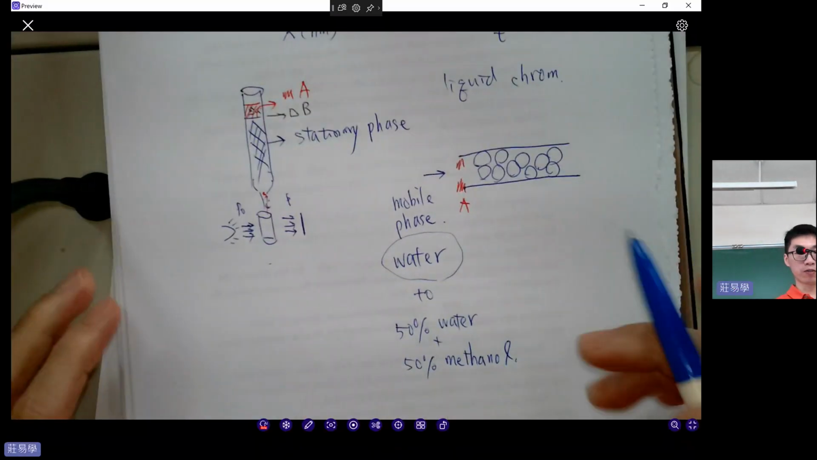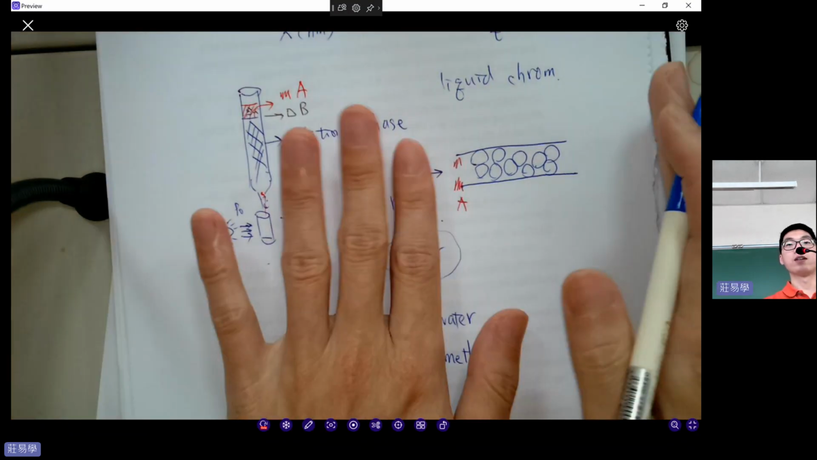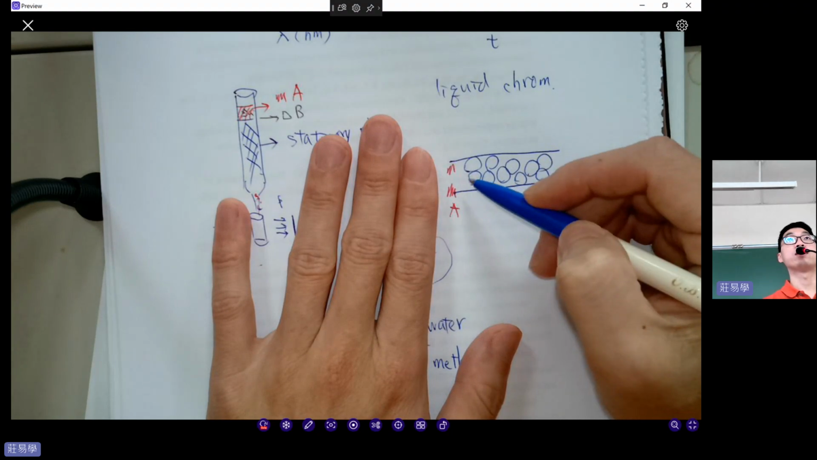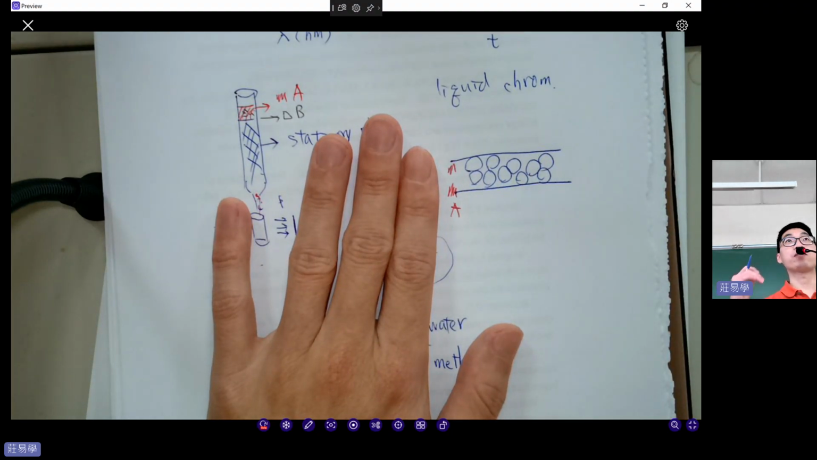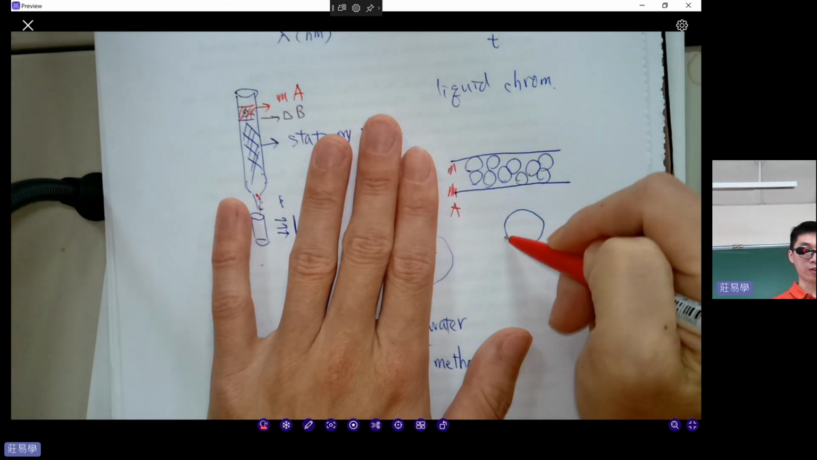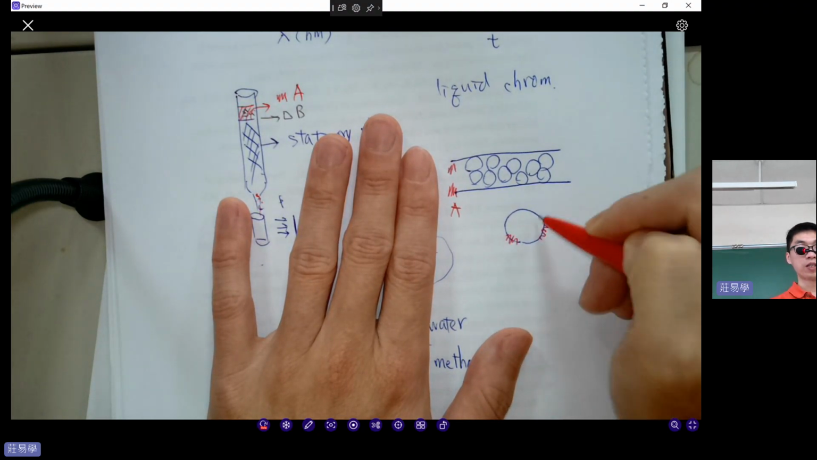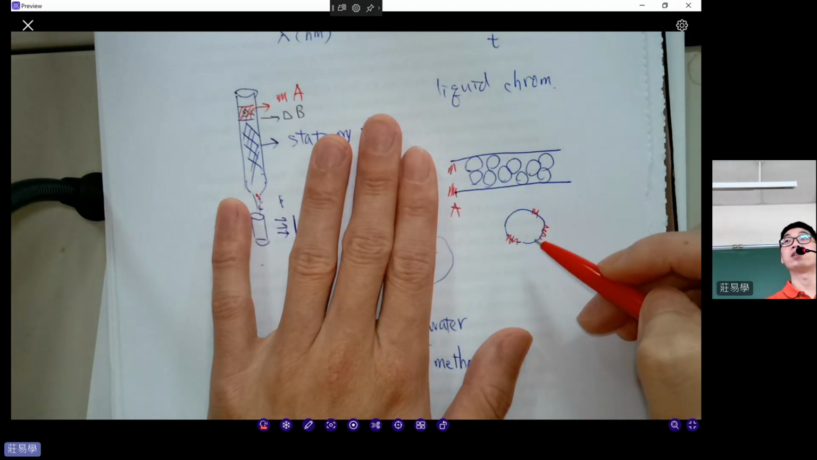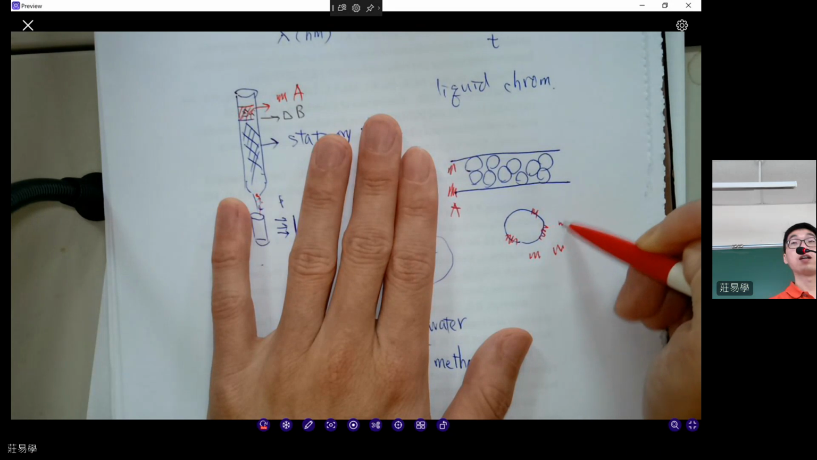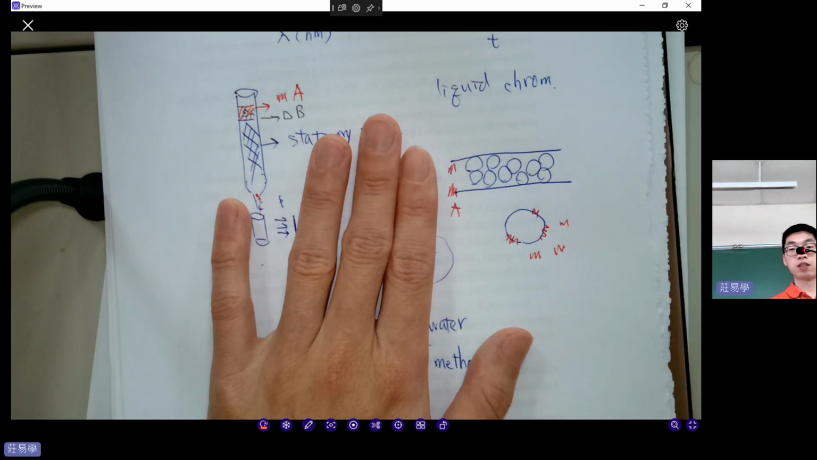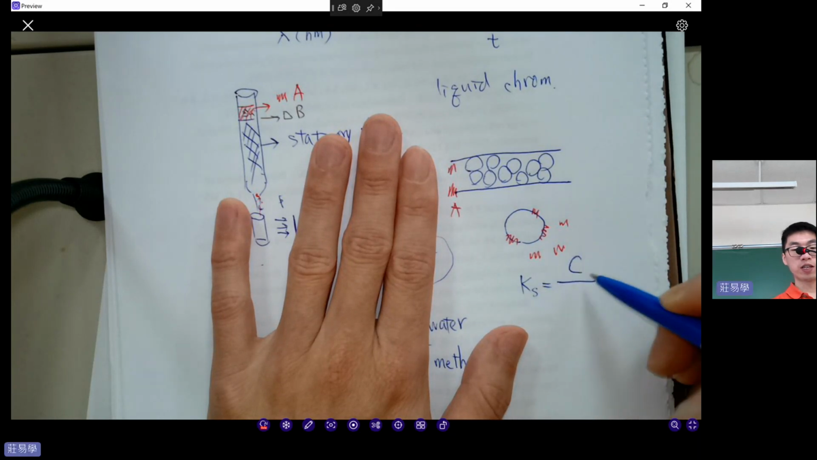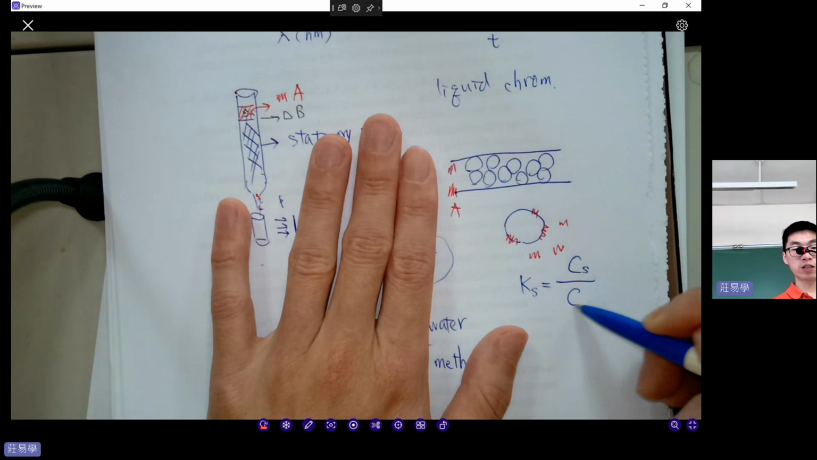Let's take a micro view here. Let's say in this column, you have samples injected and you leave it there. After reaching equilibrium, some of the compound will be absorbed on the surface of the solid material, and some of it will stay in the mobile phase. So the Ks is the concentration in the solid phase over the concentration in the mobile phase.